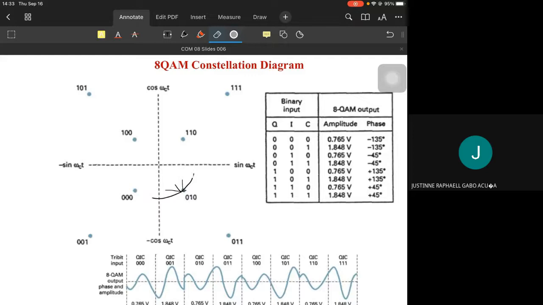Anyway, di naman na siya big deal. Pero ang gusto nako i-drive na point is ang name na quadrature, no? When we say quadrature, it is 90 degrees ang difference, no? 90 degrees. So when we say nga ang phase difference is quadrature, meaning 90 degrees, ang sine ug ang cosine kay in quadrature.